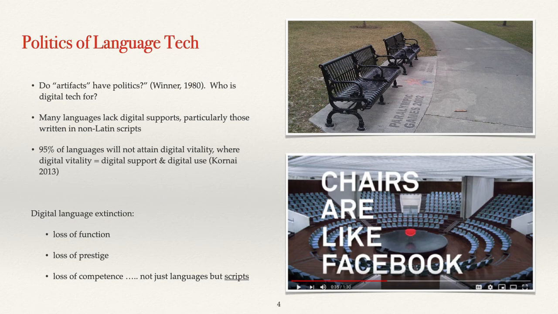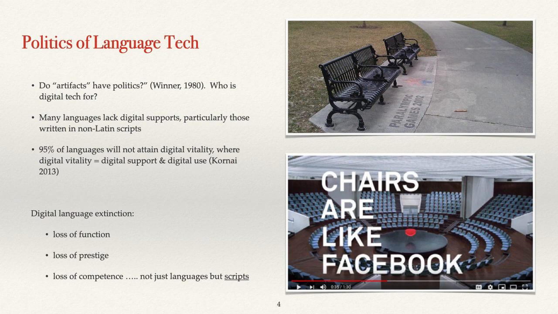So what are the politics of our language technologies? Langdon Winner asked the question, do artifacts have politics? And we need to ask, who is this digital tech for? When we look around our built world, we see choices made through design. So in the first picture, you see benches. These can be used for people to take a rest, but that armrest in the middle makes it impossible for homeless people to sleep on them.